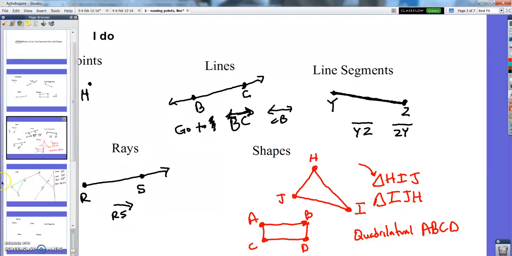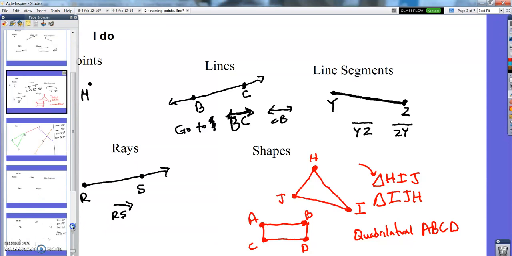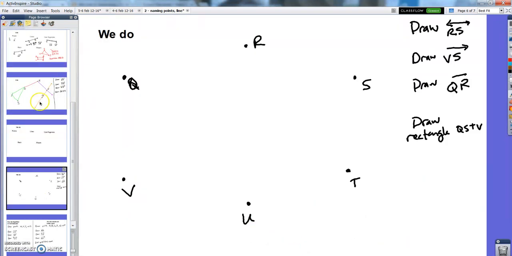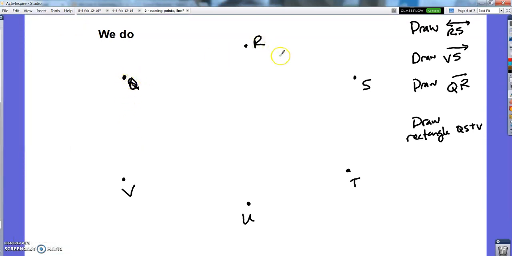Okay. So your other we do, let's do an example where we draw some. So I'm going to go ahead and draw these points in your notebook. I drew Q, R, S, T, U, V, kind of in a roundish shape arrangement. So go ahead and do that. And again, I'm going to change colors often here. If you have colors, you may want to also.